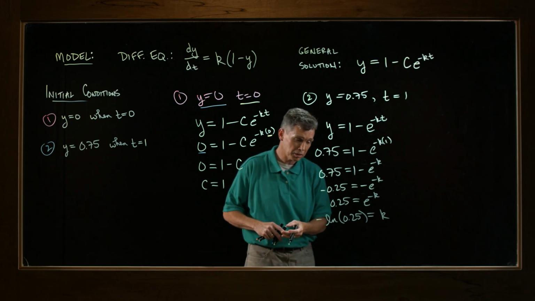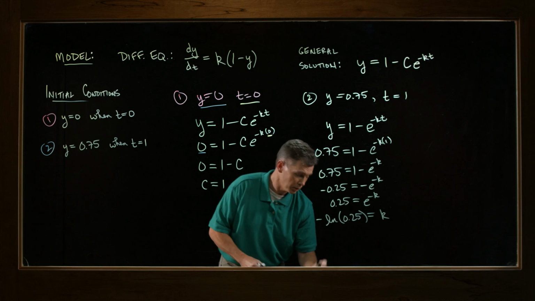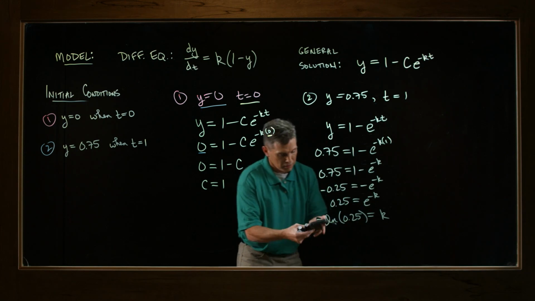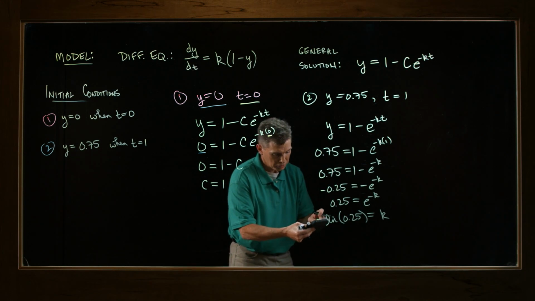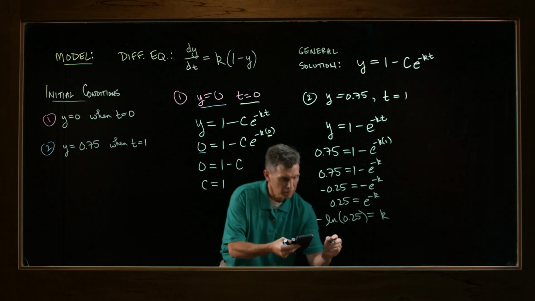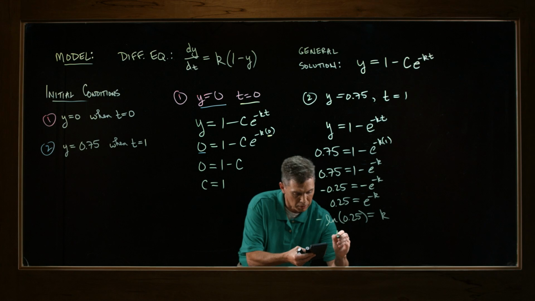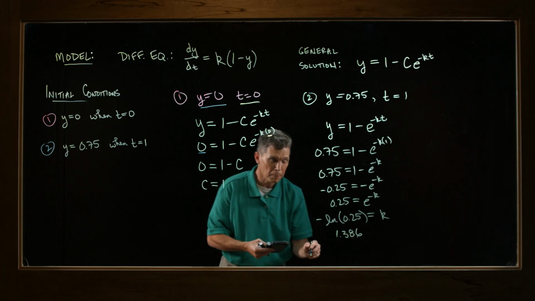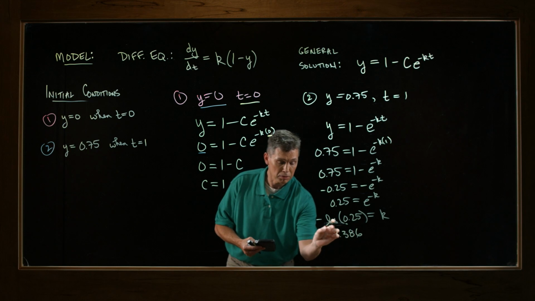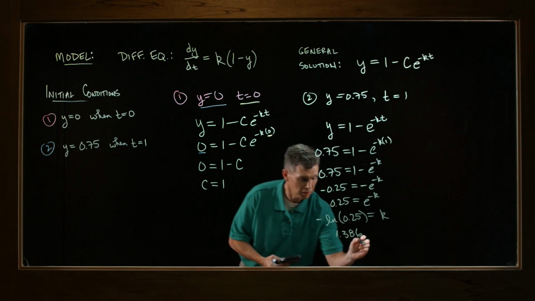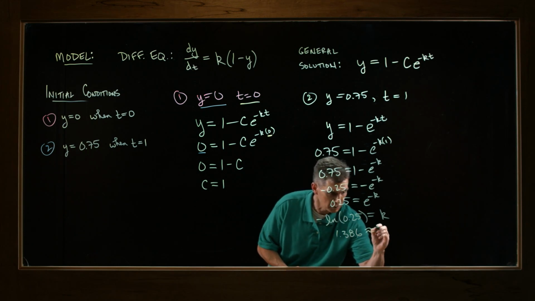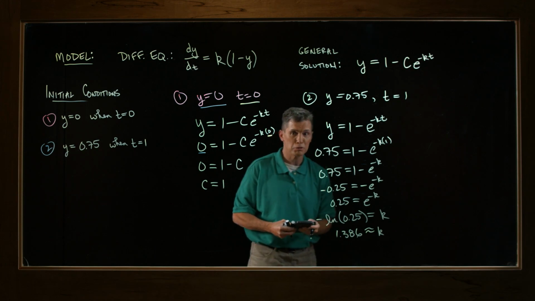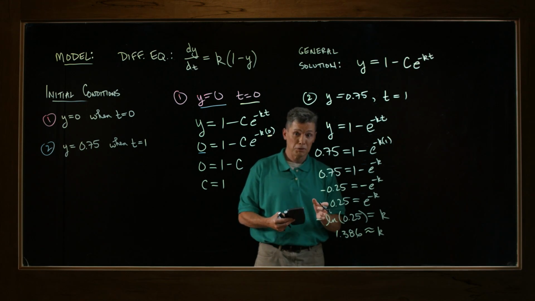This is why I mentioned the calculator, because you're just going to go ahead and evaluate that natural log of 0.25. It's about 1.386. The natural log is actually negative, but there's a minus sign in front, so it's going to be positive overall. And that's going to be my value for k. So I feel a sense of accomplishment.